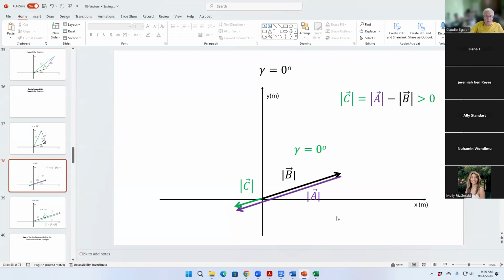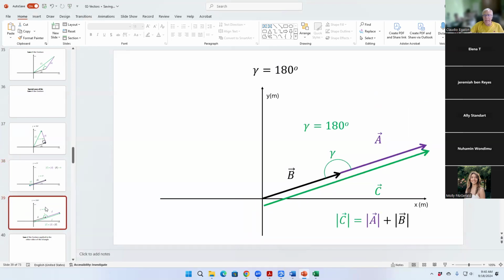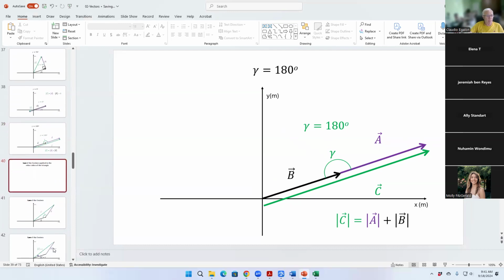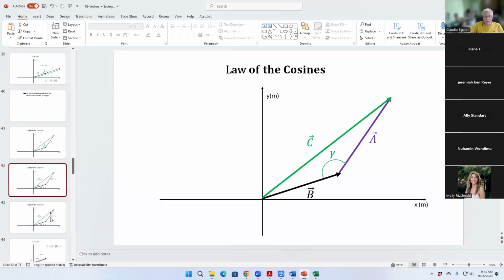The magnitude of the resulting vector is one original vector minus the other. And finally, at 180 degrees, right? Here you go. Initially, the vector was like that. Then I put it like that, 90 degrees. Then I put it like that at 0 degrees. And then the last one is when gamma is 180 degrees. The magnitude of the resulting vector is the summation of the magnitudes of the other two vectors. Okay, so that was the recording that I missed.